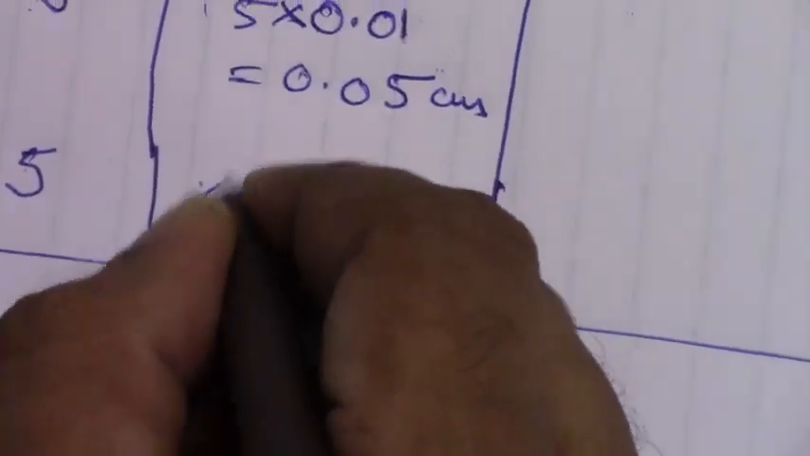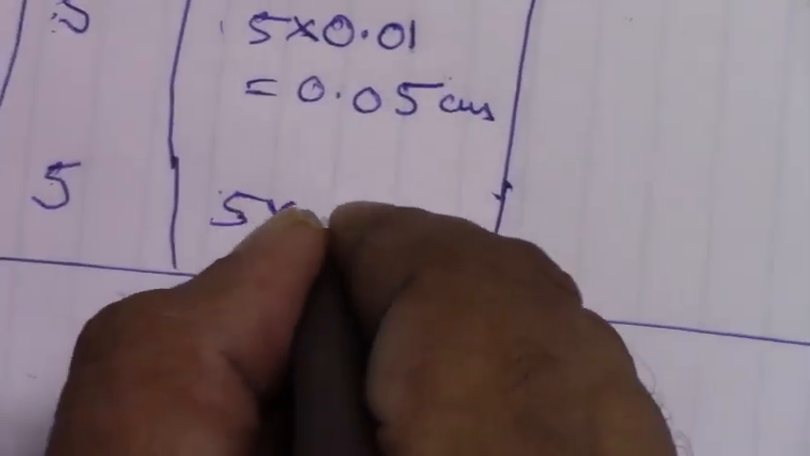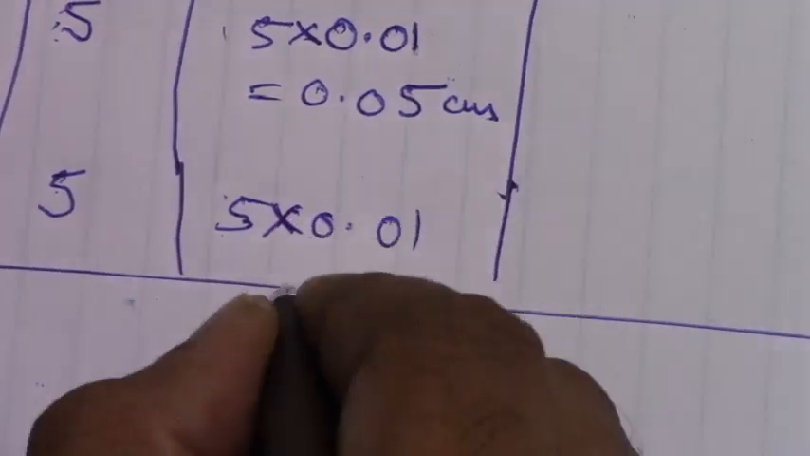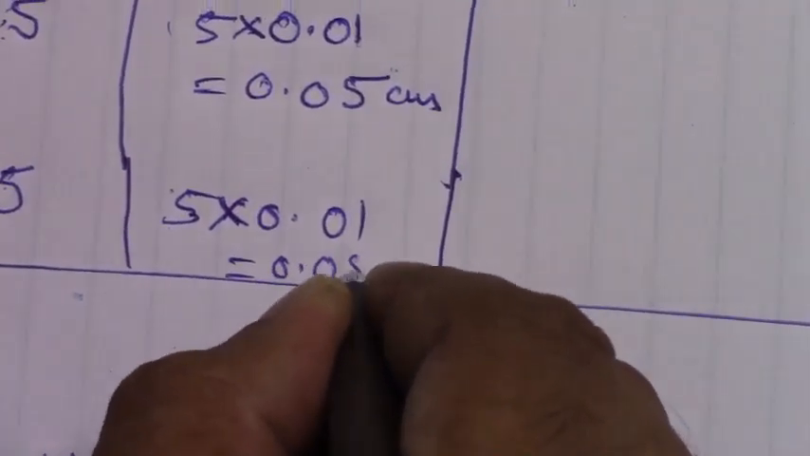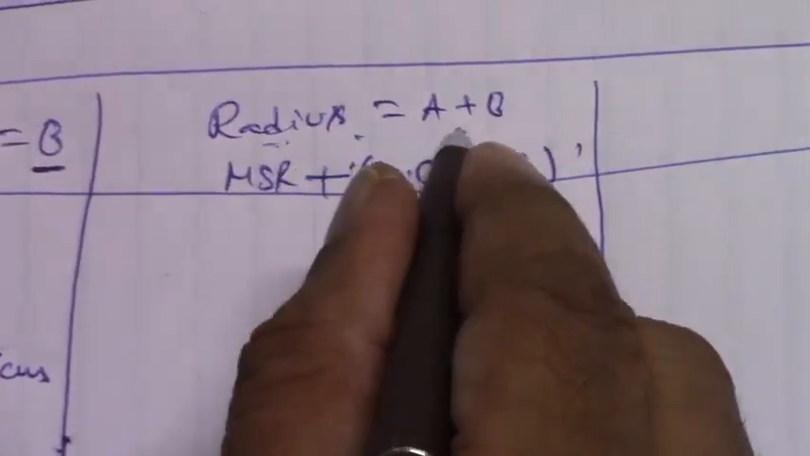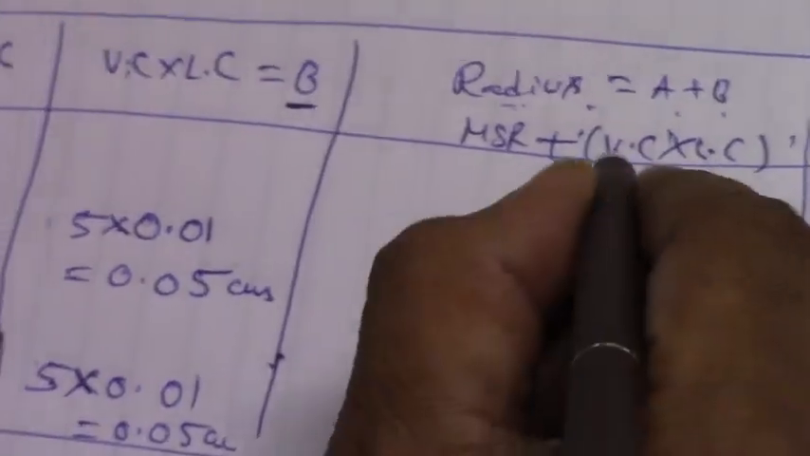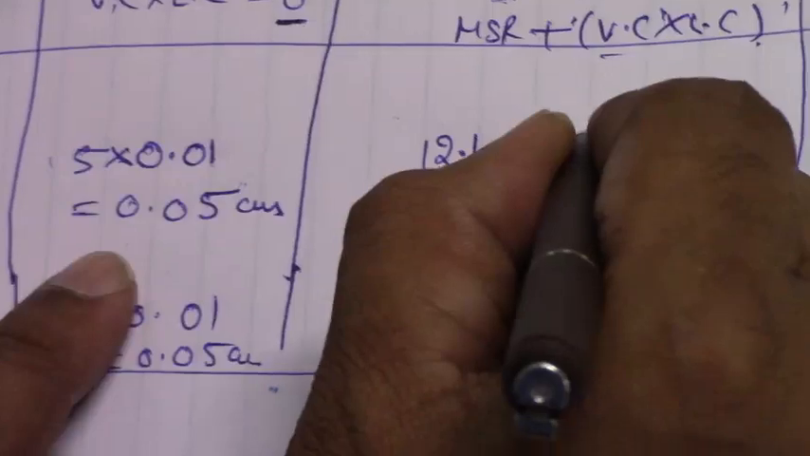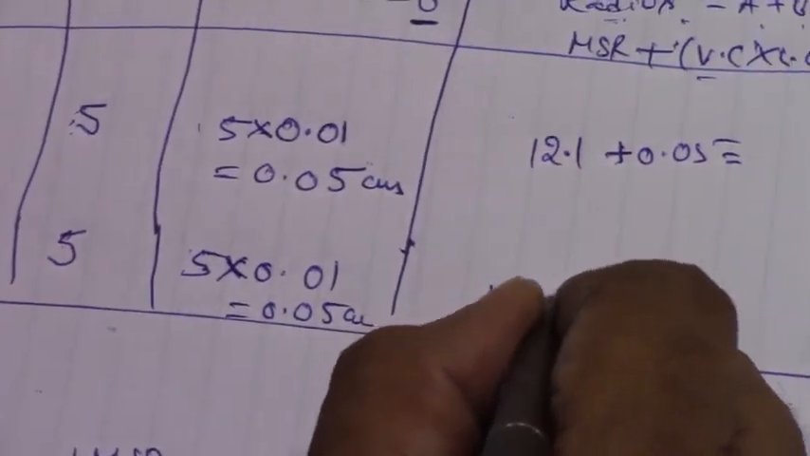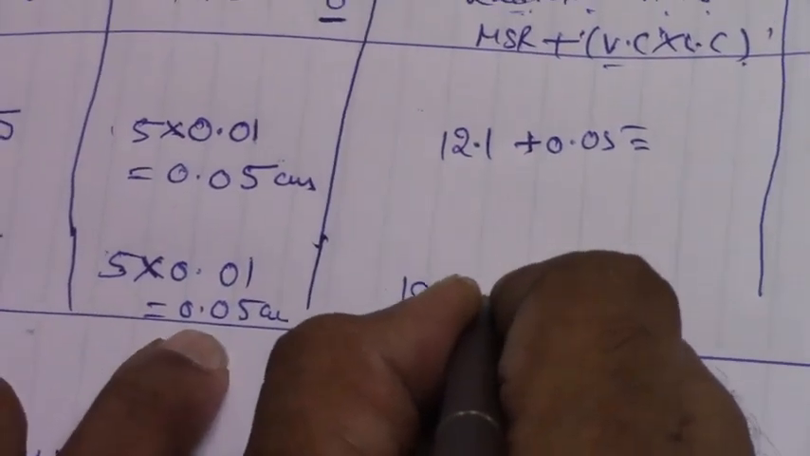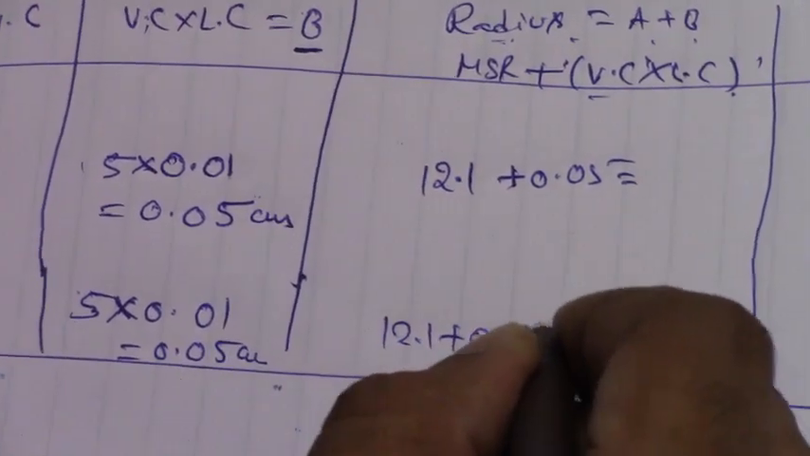Here also the same thing. VC, vernier coincidence, is 5 and least count is 0.01 centimeters. Obviously it is 0.05 centimeters. Now what is the final thing? Radius is equal to A plus B. So what is A, students? Here 12.1 plus VC into LC. So this VC into LC is nothing but 0.05. Okay, here also 12.1 plus VC into LC, which is 0.05.